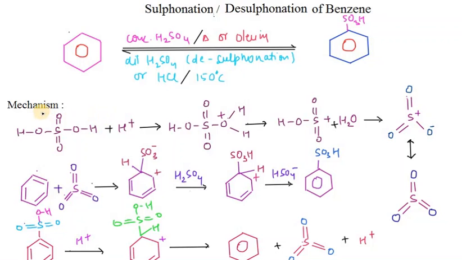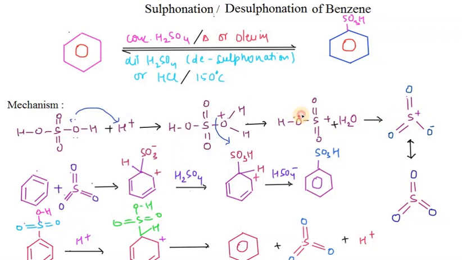So let's look deeper into its mechanism. We have concentrated H2SO4 over here, so we have a lot of H plus. The oxygen is going to attack H plus and form H2O plus. Now the water molecule is going to leave, and it forms SO2H plus.